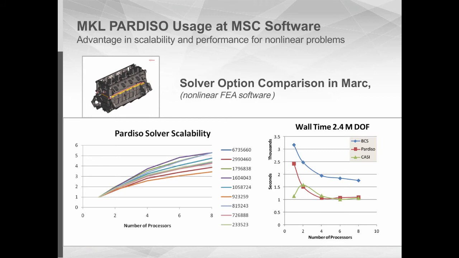comparable to the very fast iterative solver, CASI, in Marc, which is in green. So this shows the customer that you can use a sparse direct solver and get similar performance to an iterative solver for this problem.